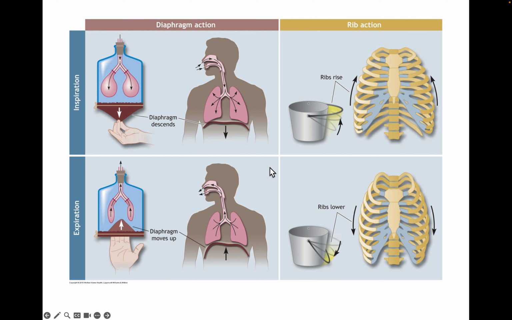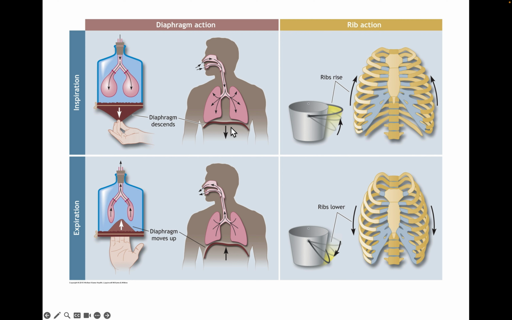Here's a visual representation of what's happening during inspiration and expiration. During inspiration, your diaphragm, this muscle on the bottom of your lungs, contracts and pulls down. Essentially, what this does is make the lungs bigger. Since the lungs are bigger, the pressure inside the lungs is less compared to the pressure on the outside of the body. This assists with air flowing into your lungs.